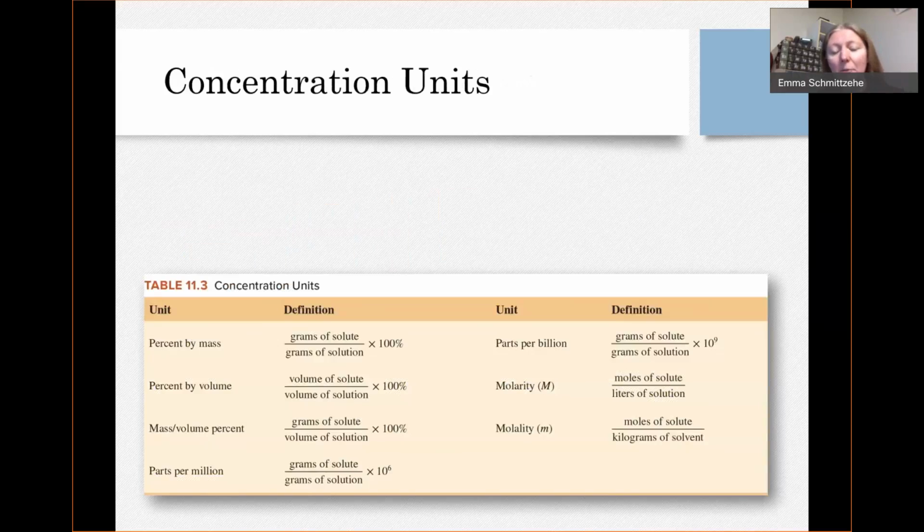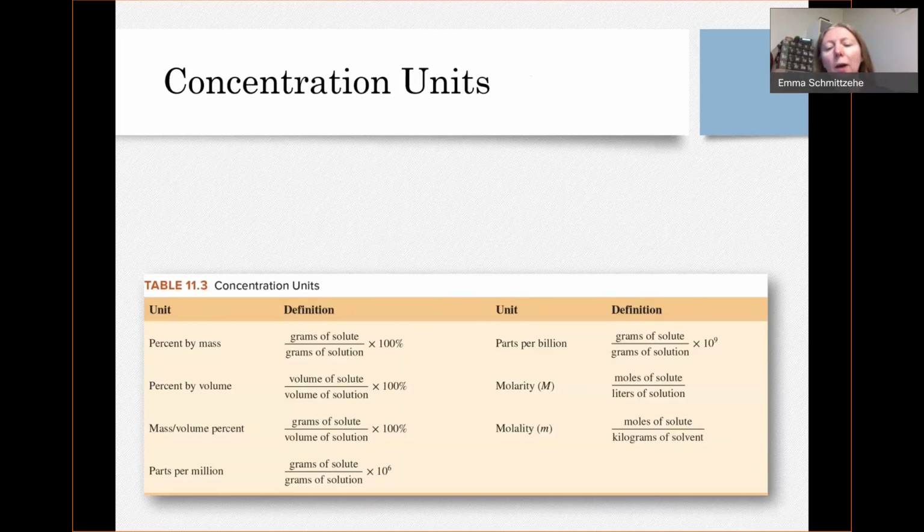So here's a table that gives you some common concentration units. We have some that are percents, so a percent by mass or percent by volume. Like any percent, it's the part that you're interested in over the total. So the part we're interested in is the solute over the total, which is the solution. And then you multiply by 100 to make it into a percent.